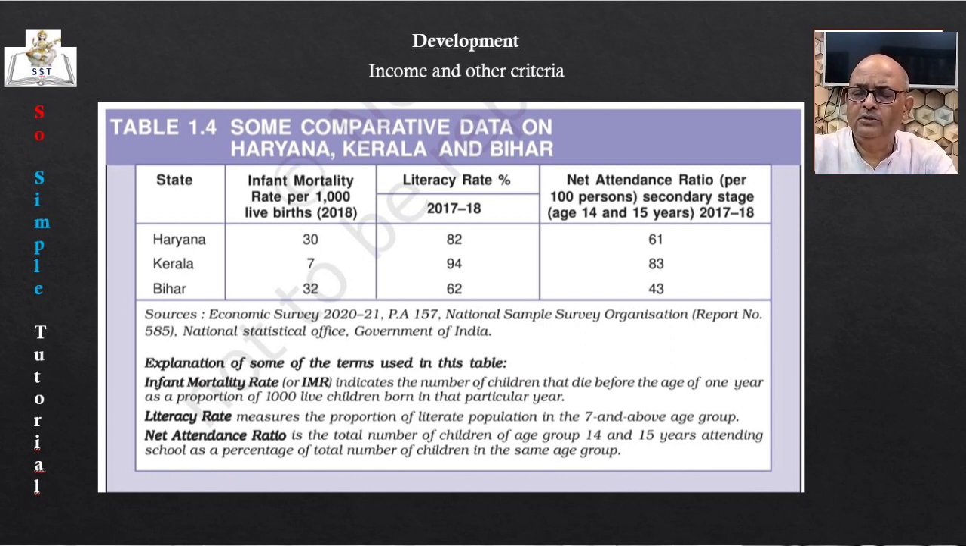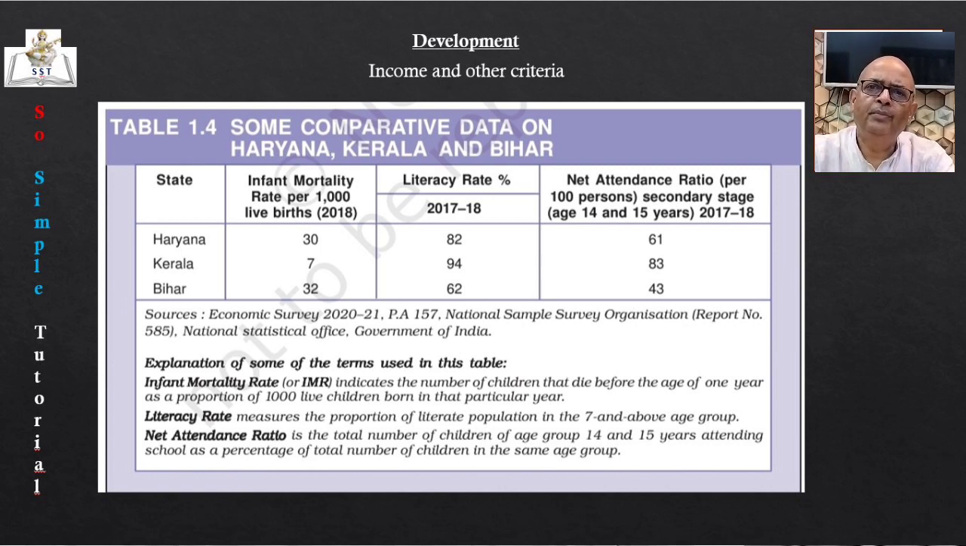The second column is on literacy rates. Kerala is number one, no doubt, but Haryana is no worse. But Bihar is lagging here also. The third column shows net attendance ratio. In Bihar, the figure is 43. That means more than half of the children aged 14 to 15 are not attending school beyond class 8.